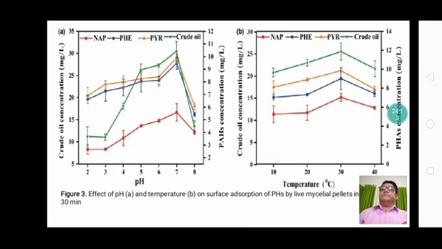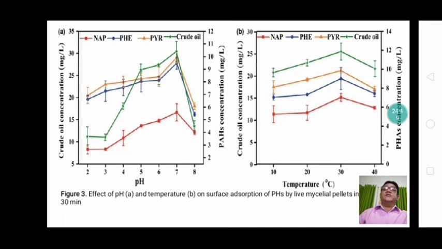The lower petroleum hydrocarbons absorption at acid pH may be due to the competition for cation binding sites between hydrogen and hydronium ions in the solution, or reduced solubility of petroleum hydrocarbons and/or precipitation of ions. The effect of temperature, 10 to 40 degrees Celsius, on absorption of crude oil, naphthalene, phenanthrene, and pyrene by the strain RFC-1 was determined at pH 7, as you can see in figure 3b.